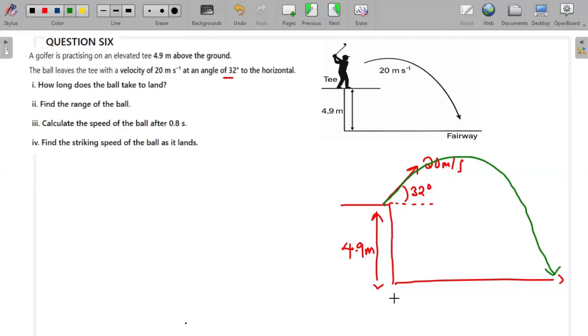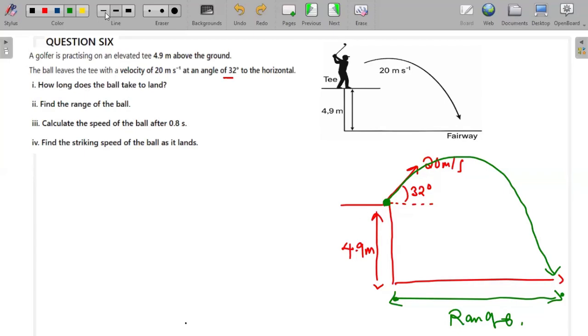Now the distance from this point where it starts all the way to where it ends, this distance here, is what we are calling the range. All right, so how long does the ball take to land? How long does it take to start from this position and move all the way to this position? Whenever you're calculating time, always use the motion in the y direction.